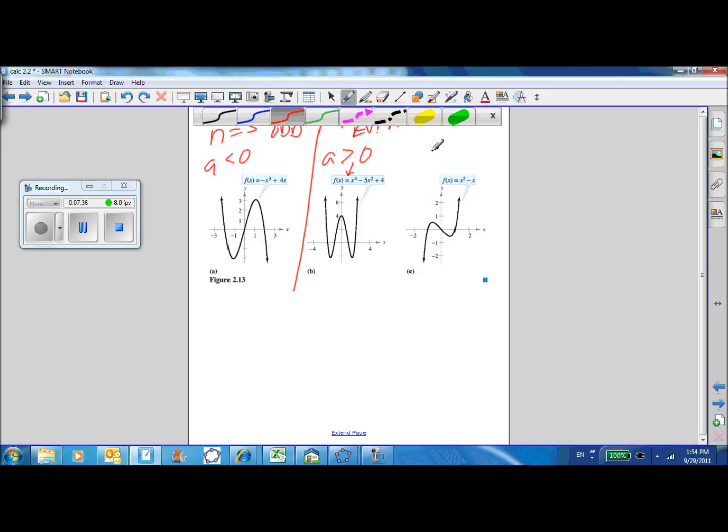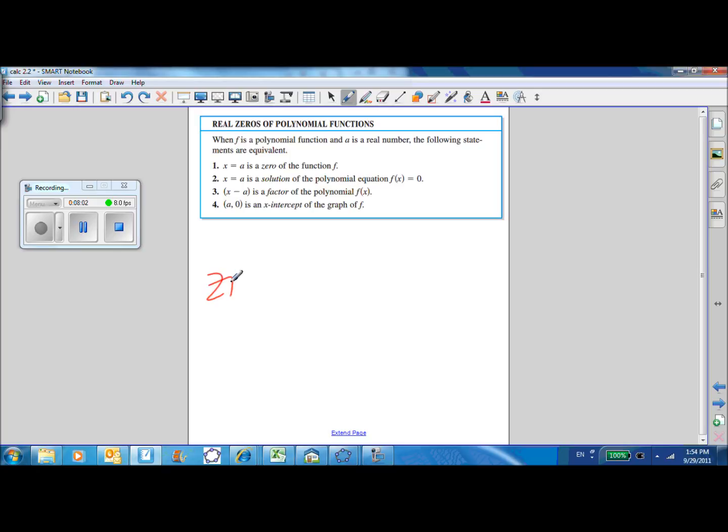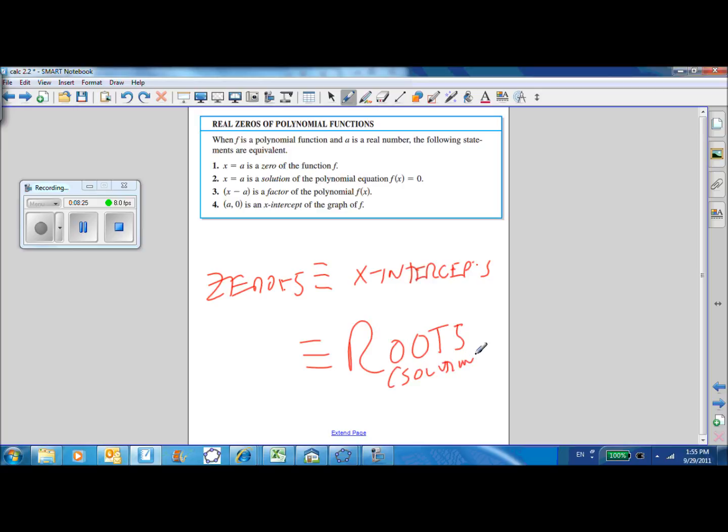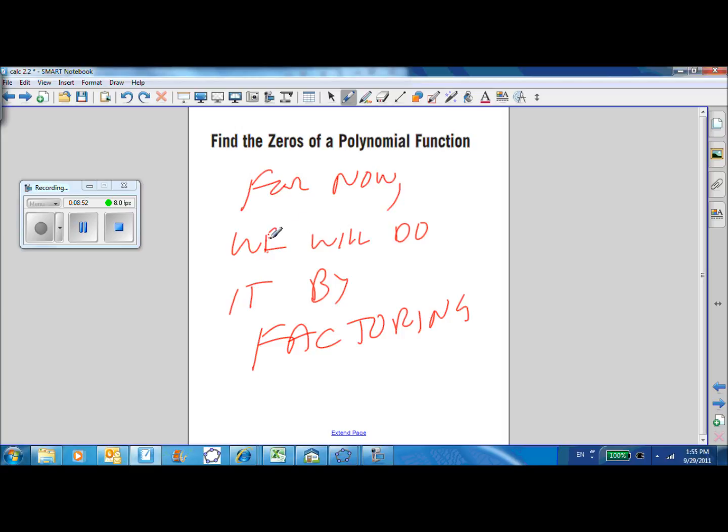And on this one, we see n equals 5. When I ask for the zeros of a function, that means the same thing as the roots. Roots is equivalent to solutions. Later on in the chapter, we'll learn more sophisticated techniques, like the rational root theorem and so forth, to get at those roots.